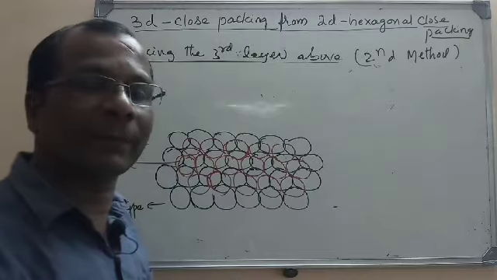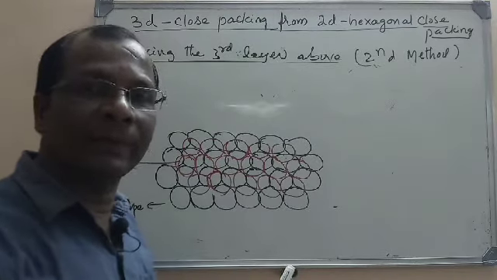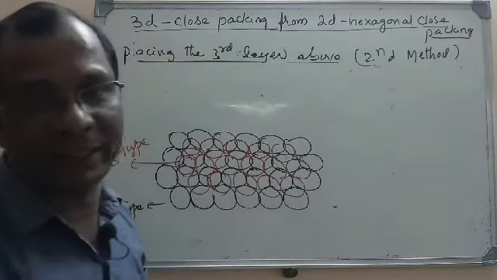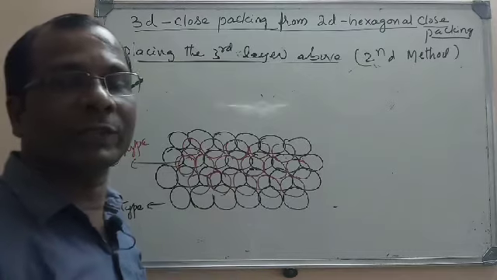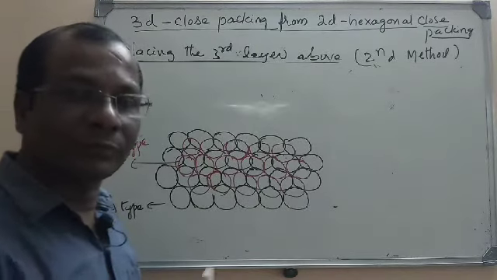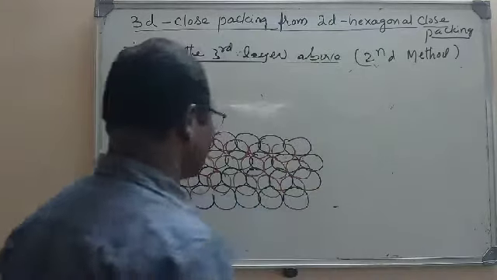If the first layer is A type and the third layer is also A type, and again the fourth layer will be B type and the fifth layer will be A type. A, B, A, B, A, B will be repeated here. This is one way of generation of 3D close packing by the first method of placing the third layer. Now, what is the second method in which the third layer is placed?